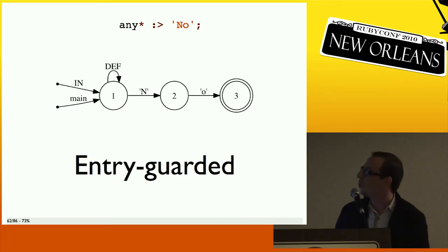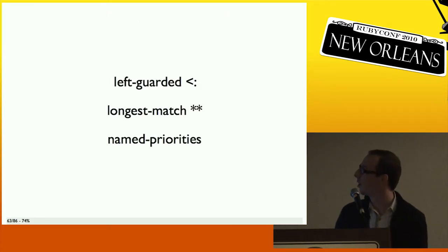There's also entry guarded, which will terminate the first one as soon as you meet the first character of the second one. And several other ones. Left guarded favors the machine on the left. Longest match favors the longest match. You can also name priorities and actually specify with integers what you want to have precedence. I feel like if you start having to do that, you may be juggling too many things within one machine, and it might be a better idea to break it up into something simpler.